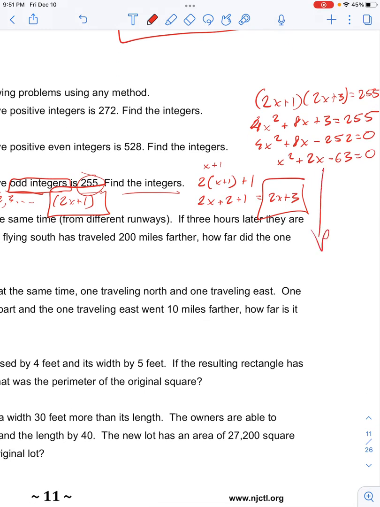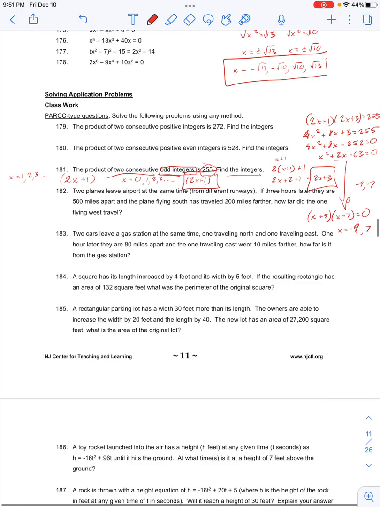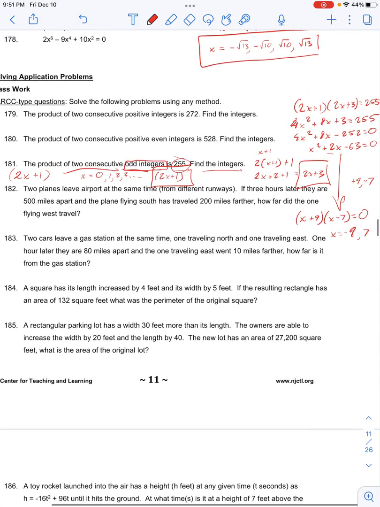And I can factor this with plus 9 and negative 7. So if I use x plus 9 and x minus 7 is equal to 0, right? Plus 9 and negative 7 multiply to negative 63, but add to positive 2. So my roots here would be x equals negative 9 and x equals 7. And so we could have odd integers where my x is equal to negative 9 or 7.